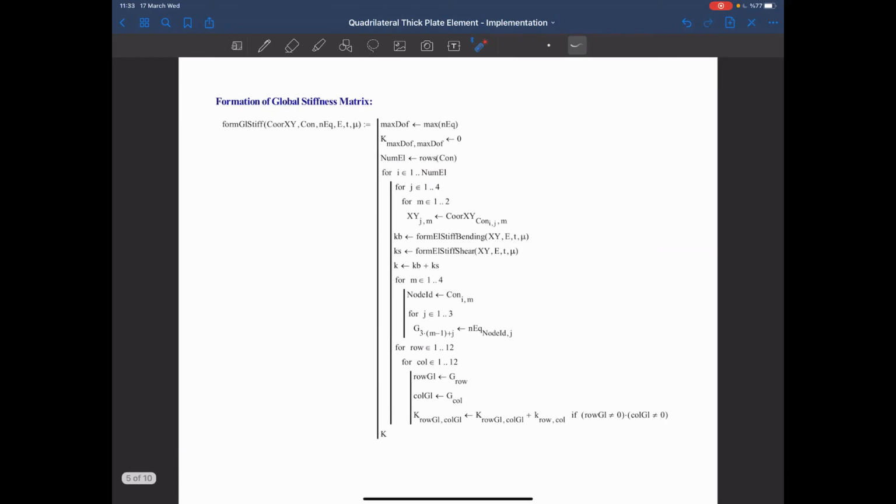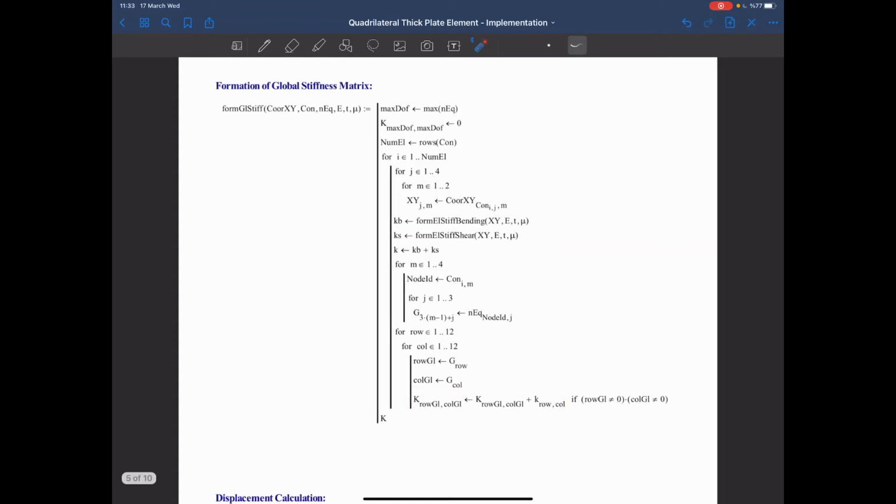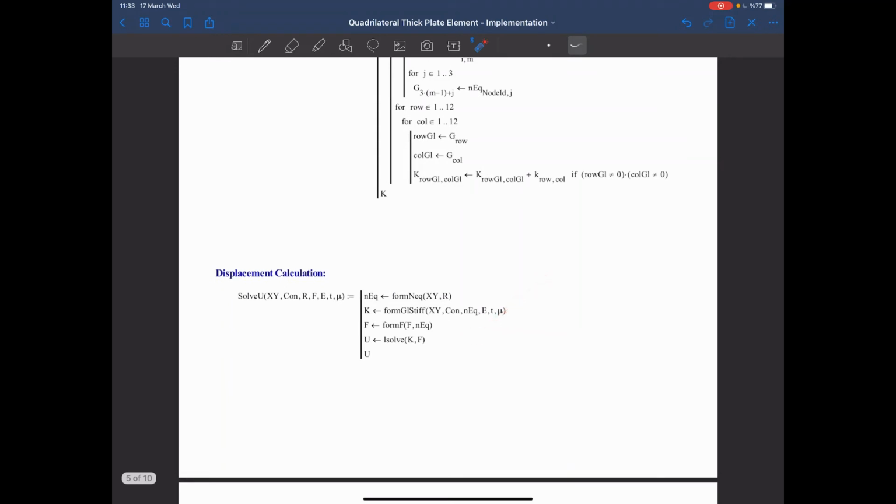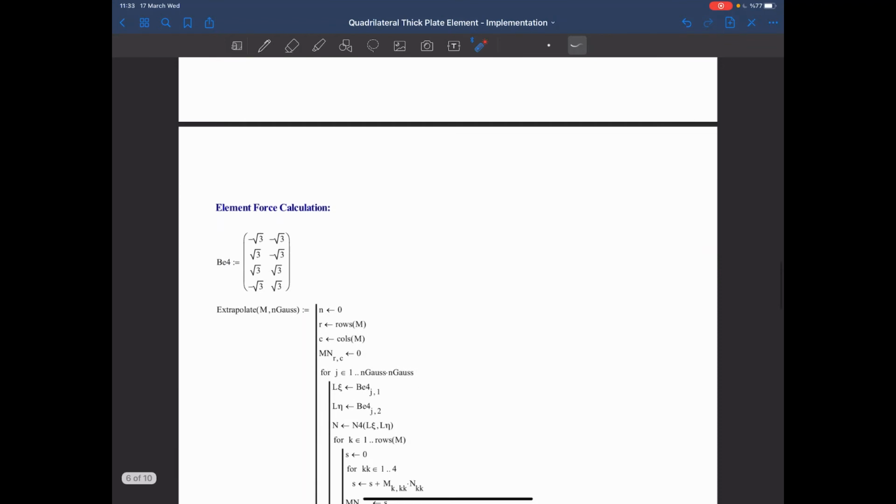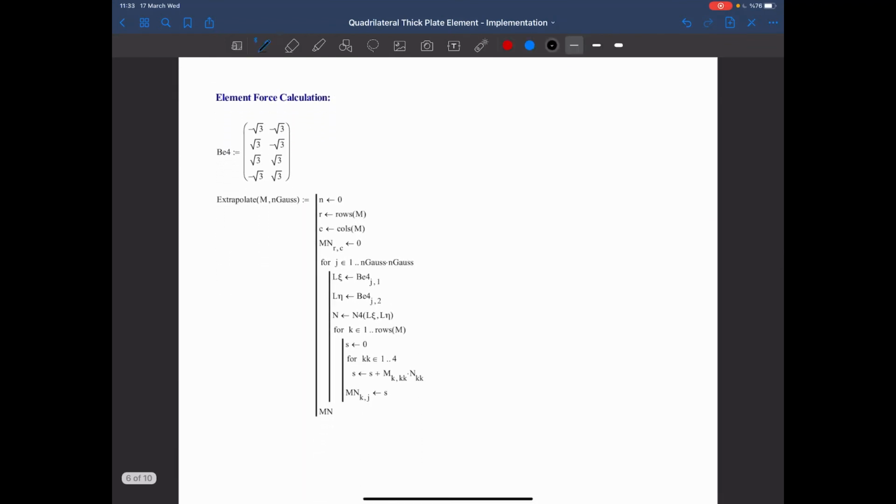Now the global stiffness matrix, the only difference here is I'm calculating two different stiffness matrices, one from the bending, the other one from the shear, adding them up and putting it in the global stiffness matrix. And this is the classical procedure for the displacement calculation. Now the element force calculation I'm doing a little bit differently here. In the previous elements I was directly calculating the stresses at the nodes, but here I'm changing it.